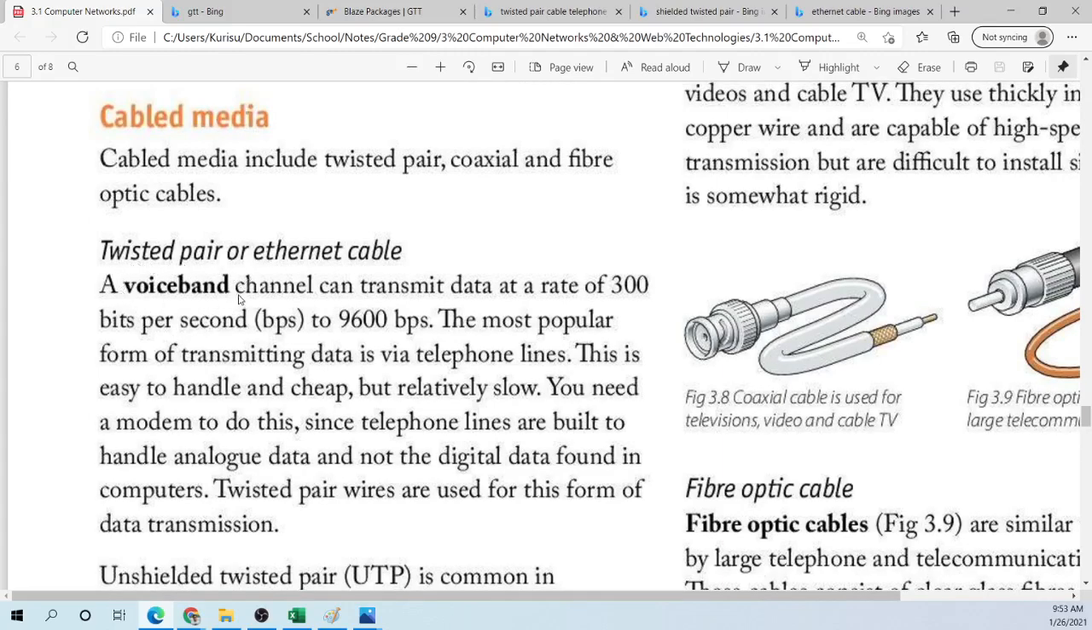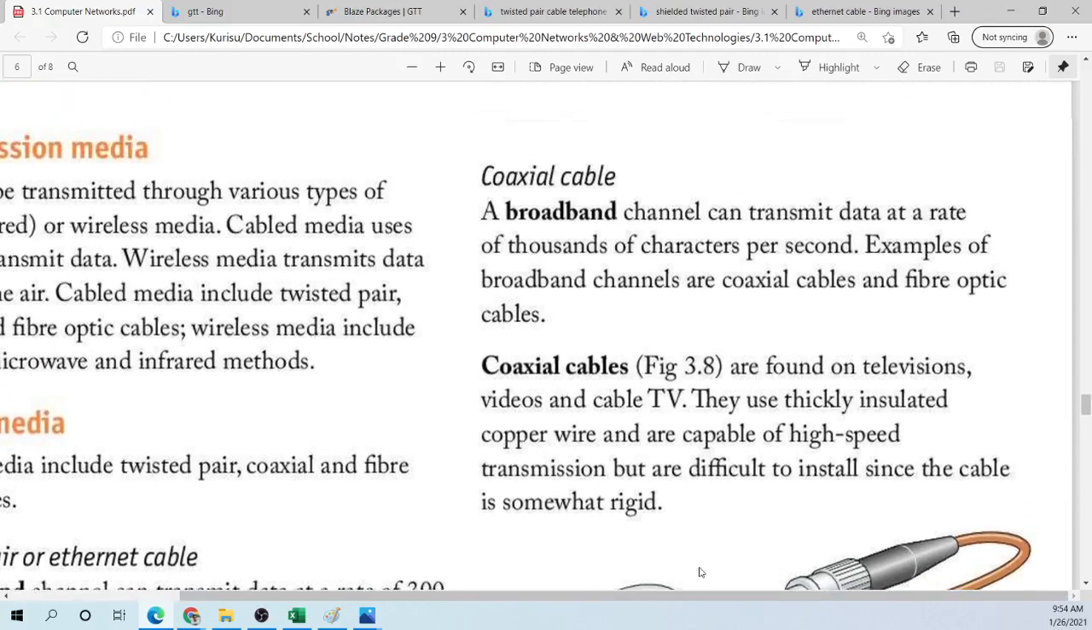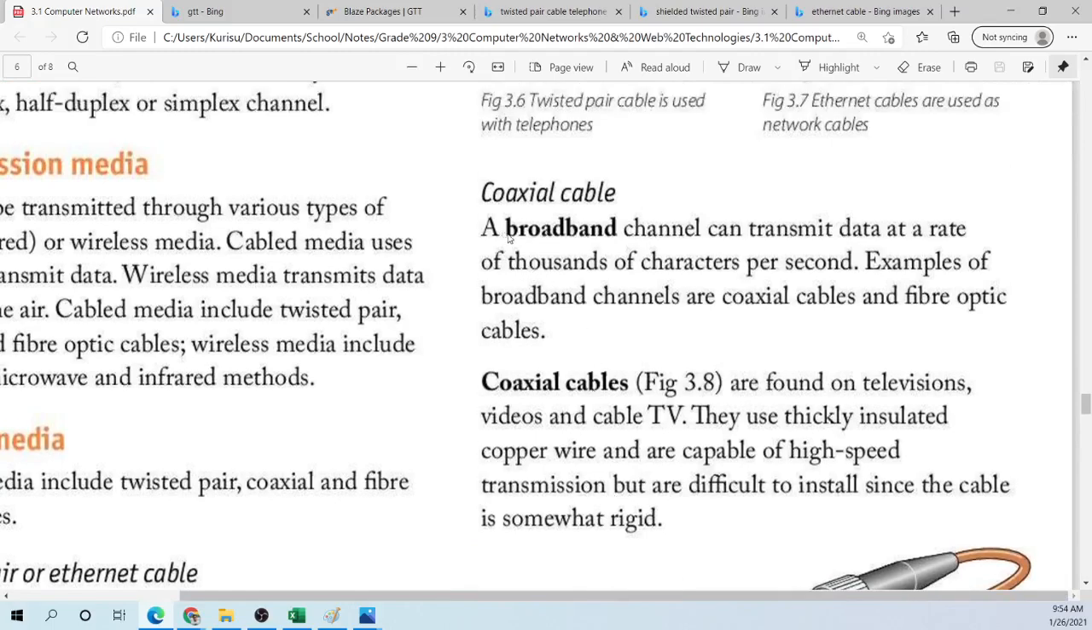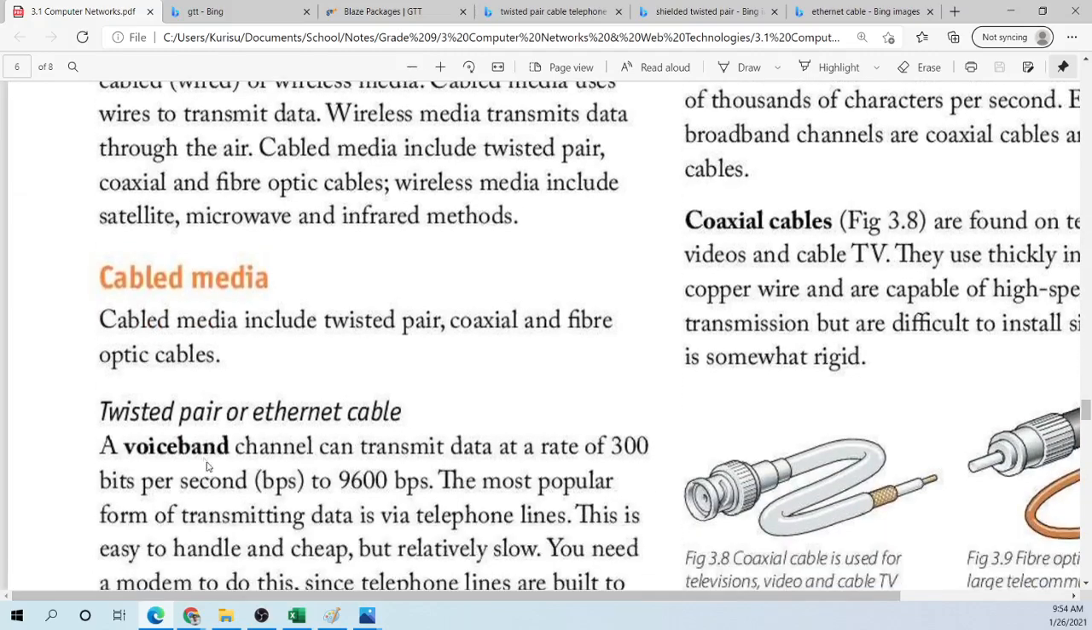So back then, when you were making phone calls, we still make phone calls today, this was all that was needed to send that voice over the channel. Only 300 to 9600 bits per second was needed. But today, because we need more, that's why we have broadband. So notice it ends with that same word, band, voiceband, broadband.